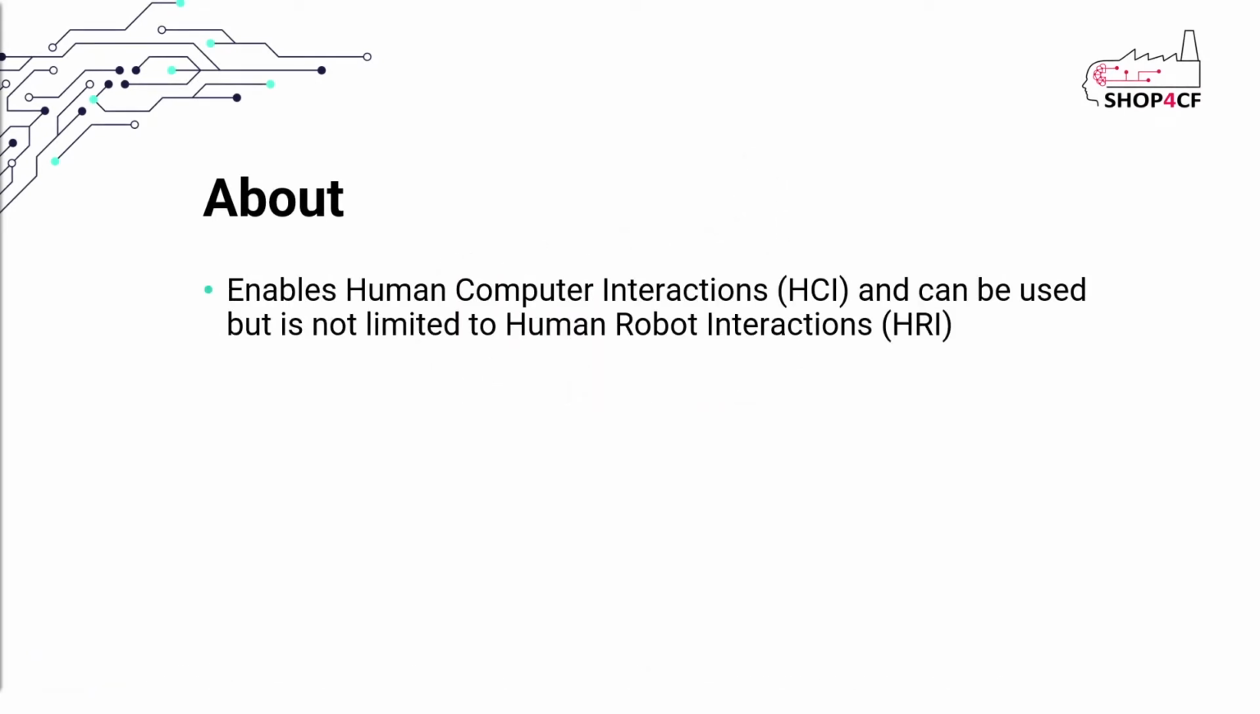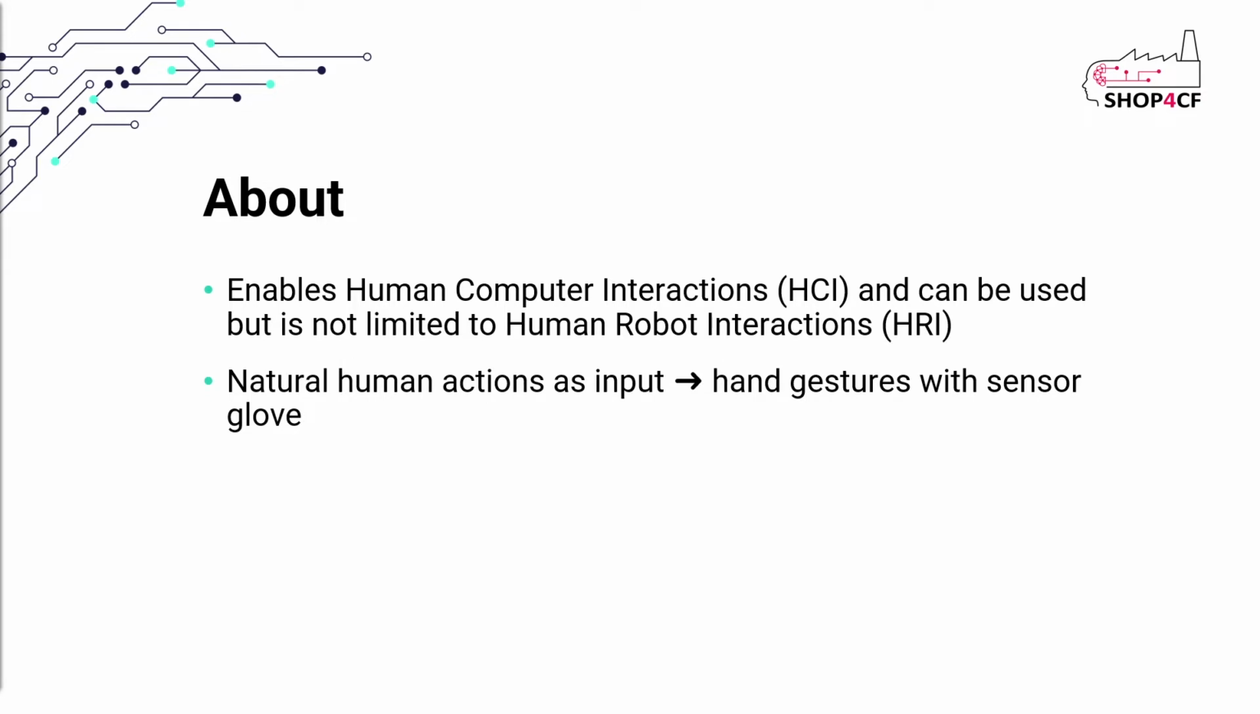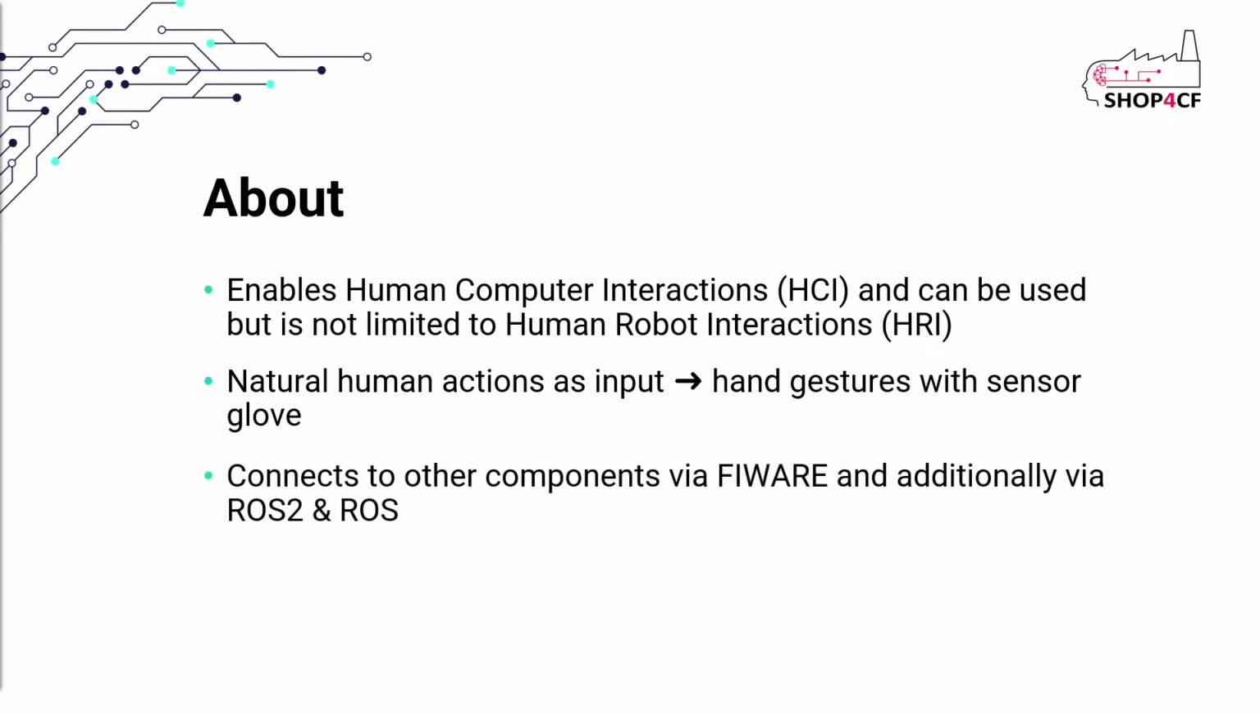M2O2P, which is an acronym for Multi-Modal Offline and Online Programming Solutions. M2O2P enables human-computer interactions and can be used, but is not limited to, human-robot interactions. The component uses natural human actions as input, which are in this case hand gestures made with a sensor glove. The application connects to other components via firmware and additionally via Robot Operating System 1 and 2.